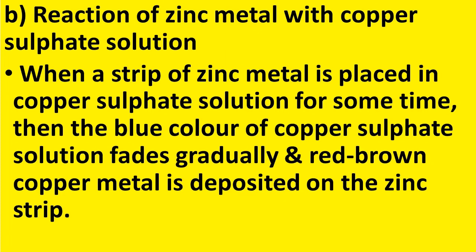Now let us take another example, the reaction of zinc metal with copper sulfate solution. When a strip of zinc metal is placed in the copper sulfate solution for some time, the blue color of the copper sulfate solution fades gradually and red-brown copper metal is deposited on the zinc strip. So here the reaction is taking place between zinc metal and copper sulfate solution. Here also after some time we can see that the blue color of the copper sulfate fades away and red-brown copper metal is deposited on the zinc strip.